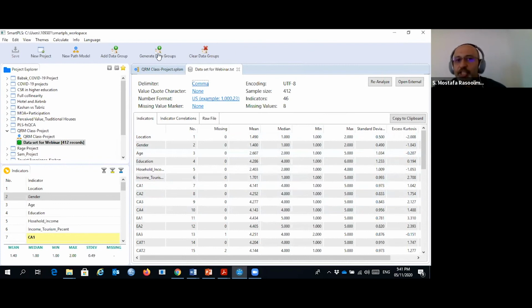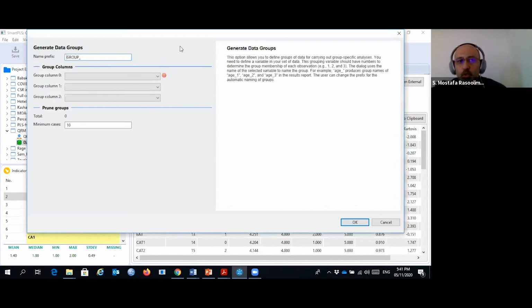Okay, if we click on generate data group, you will be transferred to this page. We change this one to gender, for example. The name of the data group is gender. But what's the grouping variable? The grouping variable is gender, because under gender we have two groups, so we want to group our data based on gender.